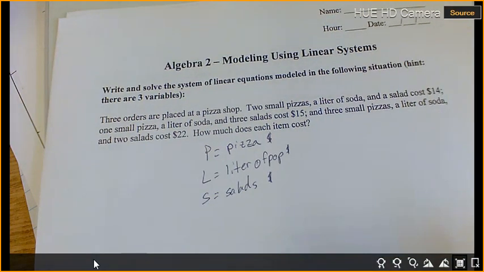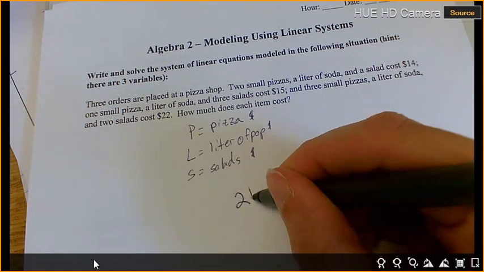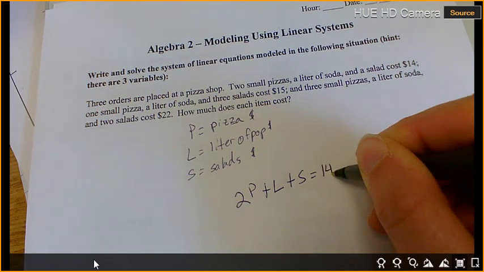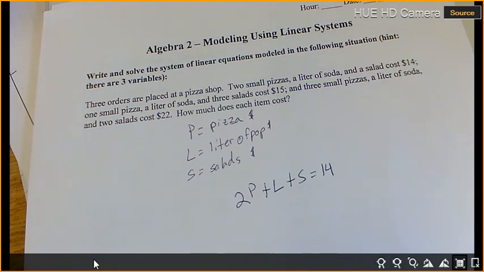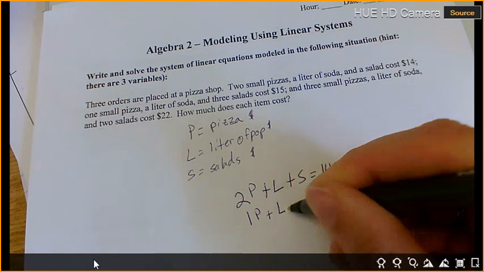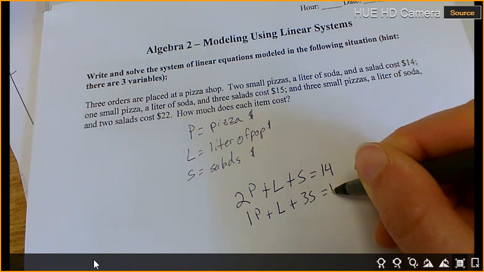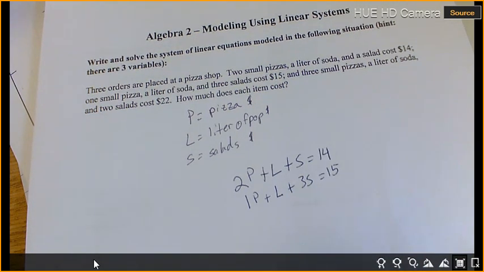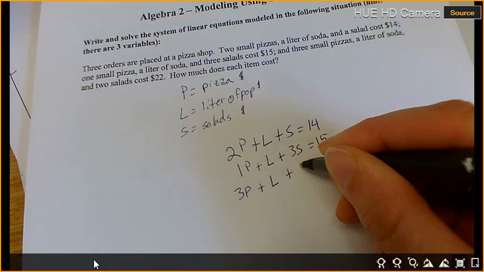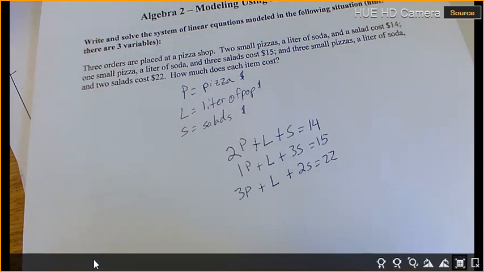Okay, so one order was 2 pizzas, a liter of pop, and a salad, and it cost us $14. The next order that was placed is 1 pizza, 1 liter of pop, and 3 salads, and that cost $15. And then we have 3 pizzas, 1 liter of pop, and 2 salads, and that costs $22. Is everybody with me so far? Okay, so I've just made 3 equations, just made the variables something.